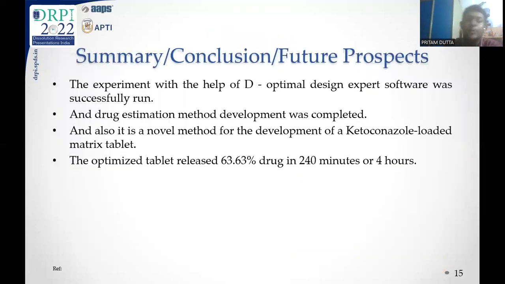So these are our conclusions. We have done the experiment with the help of D-optimal design expert software. After the estimation of the drug, the development has occurred. It is a very novel method for the development of ketoconazole loaded matrix tablet. The maximum percentage release we found was 63.60% in 240 minutes, or 4 hours.